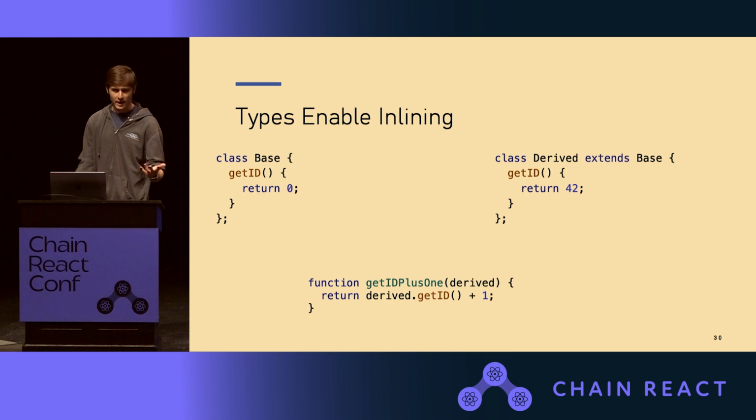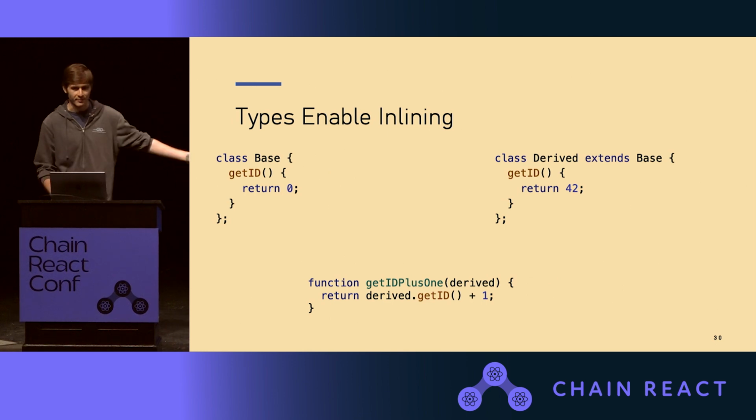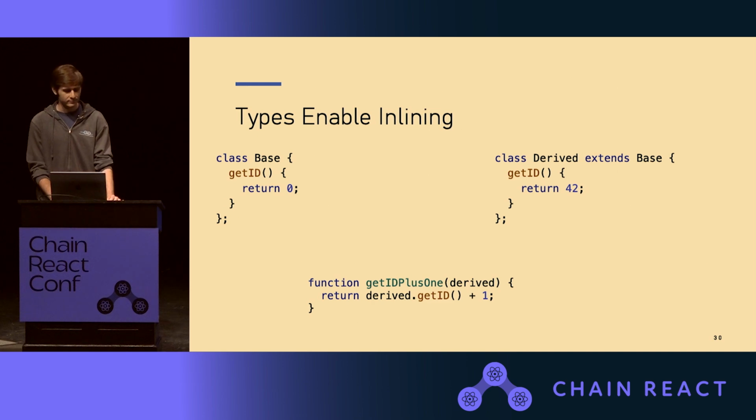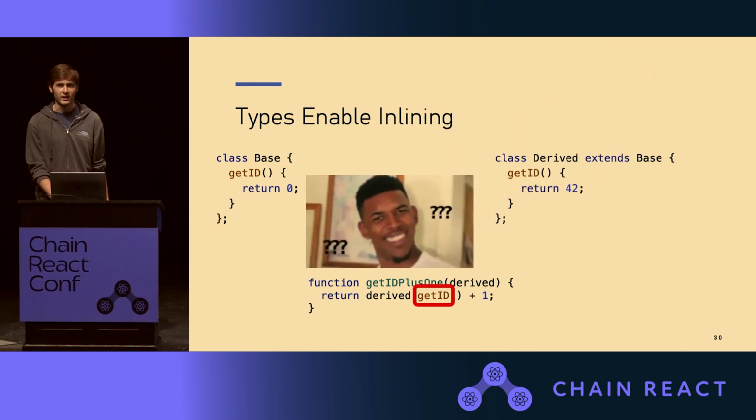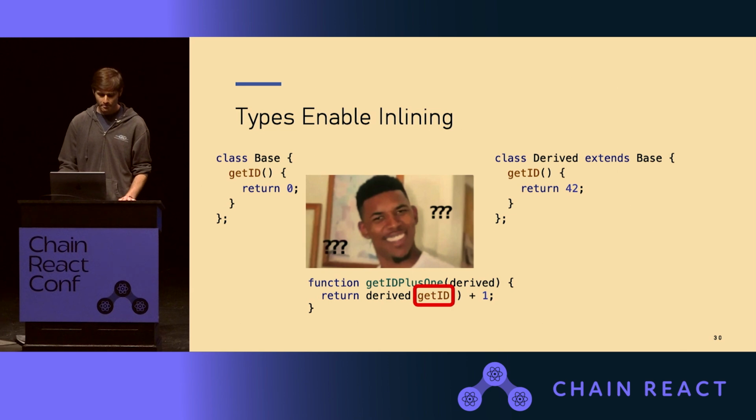So note that type information is really important to make this work. Here we've erased all of the types in the code. And we no longer know what derived is. Because of this, and because JavaScript is so dynamic, the compiler is no longer able to perform any kind of inlining here. So types really provide the information that makes this possible.